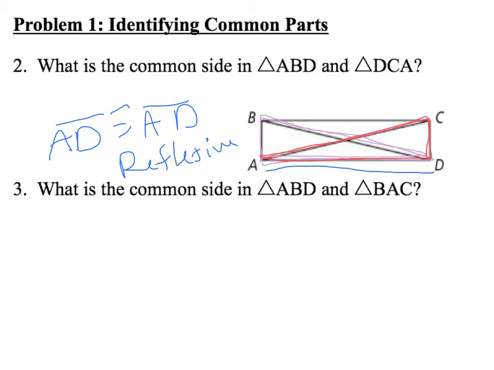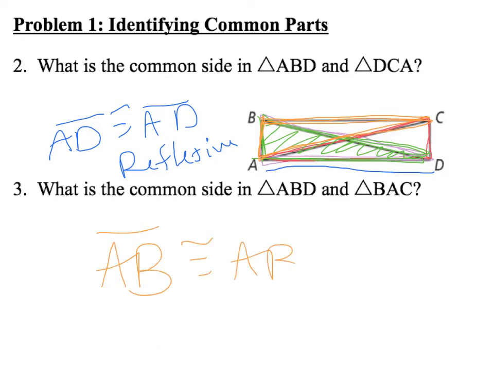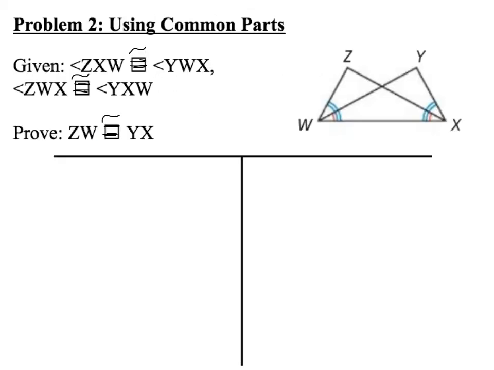What is the common side in two other angles? I want you to pause the video right now and attempt to solve this problem by yourself. If you trace out the two triangles, you should have gotten that AB would be overlapping, so AB would be congruent to AB. Reflexive.